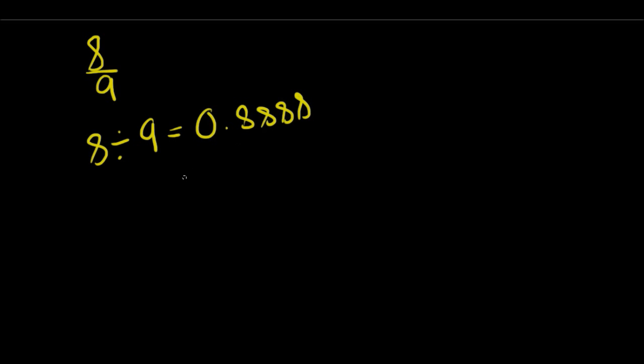So the first problem is 8 over 9. You can see that it's already in the form of a over b, so that kind of tells you that it's a rational number. And when we do 8 divided by 9, we get 0.8888, but the 8's continue on, so it can be written as 0.8 with the line over the 8. So we can classify this number as both rational and a repeating decimal.